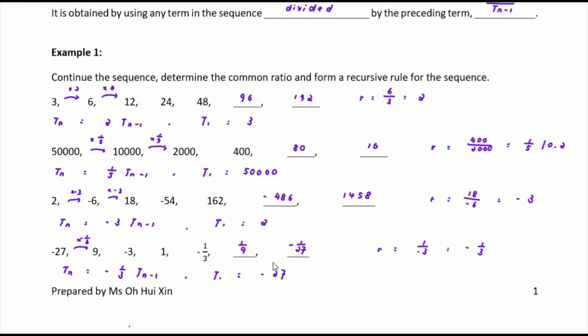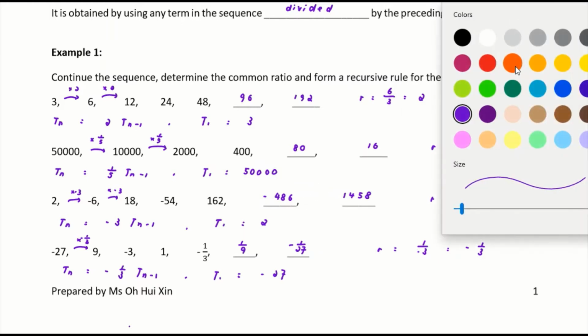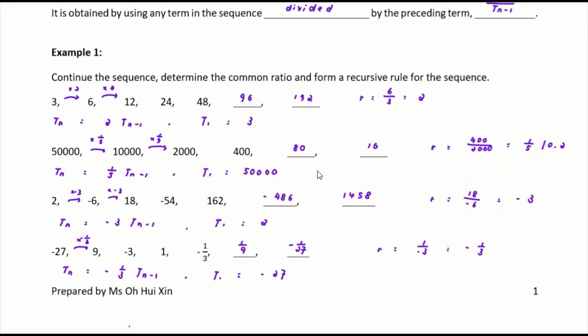Before we move on to the next part of the notes, I just want to go through this slide very quickly with you to see the pattern of these different sequences. For the first one, you can see that the sequence is actually increasing. When the common ratio is greater than 1, you are going to get a GP that is increasing.